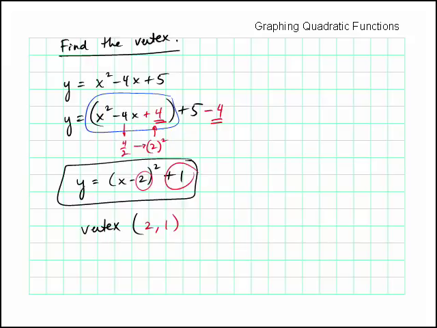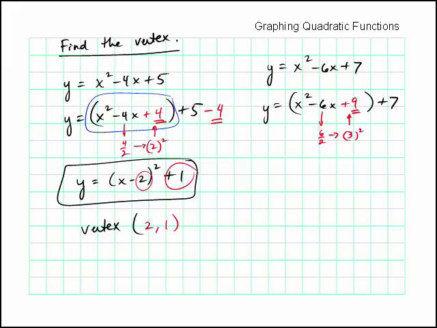Here's another example of that. y equals x squared minus 6x plus 7. Okay, we're going to find the vertex by completing the square. I move the 7 out of the way. The number that I need to complete the square here, I take half of this 6, which is 3. I square it, which is 9. So I have to add 9 to this side, and on the same side to balance it out, I'm going to subtract 9.